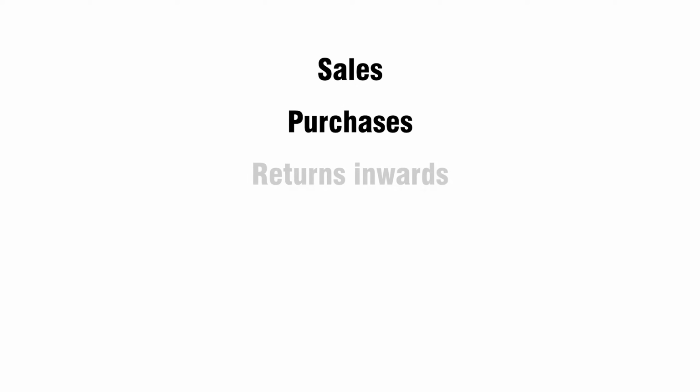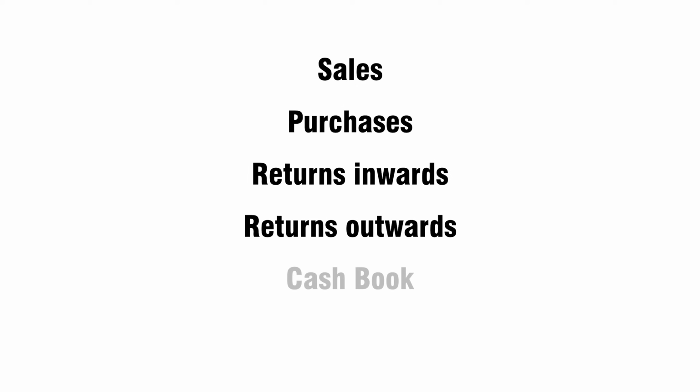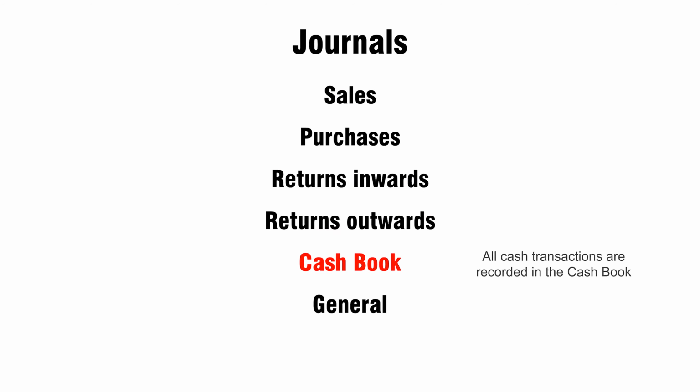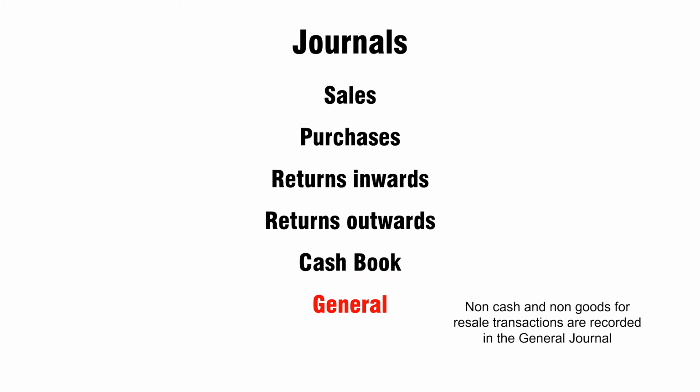Journals: sales, purchases, returns inwards, returns outwards, cash book, general. Goods for resale on credit are recorded in the sales, purchases, returns inwards, and returns outwards journals. All cash transactions are recorded in the cash book. Non-cash and non-goods for resale transactions are recorded in the general journal.